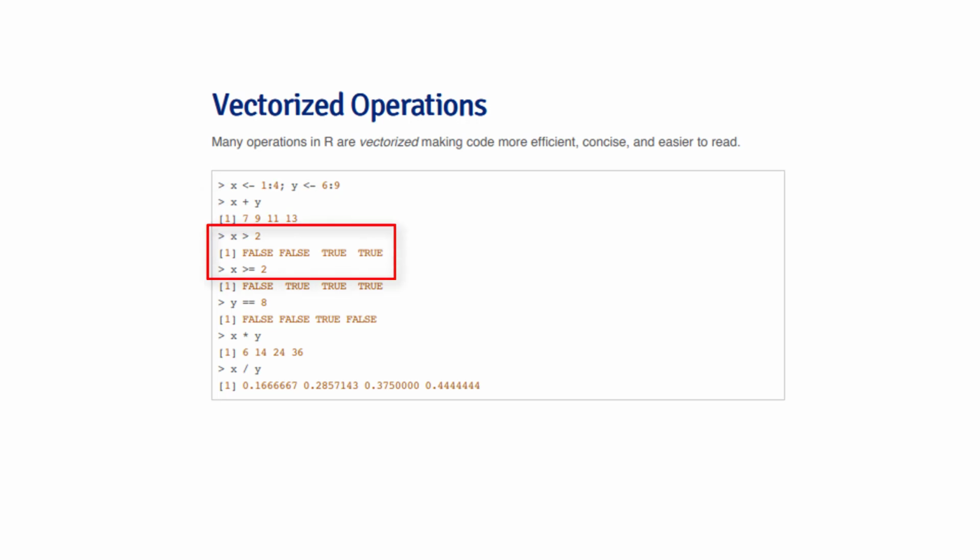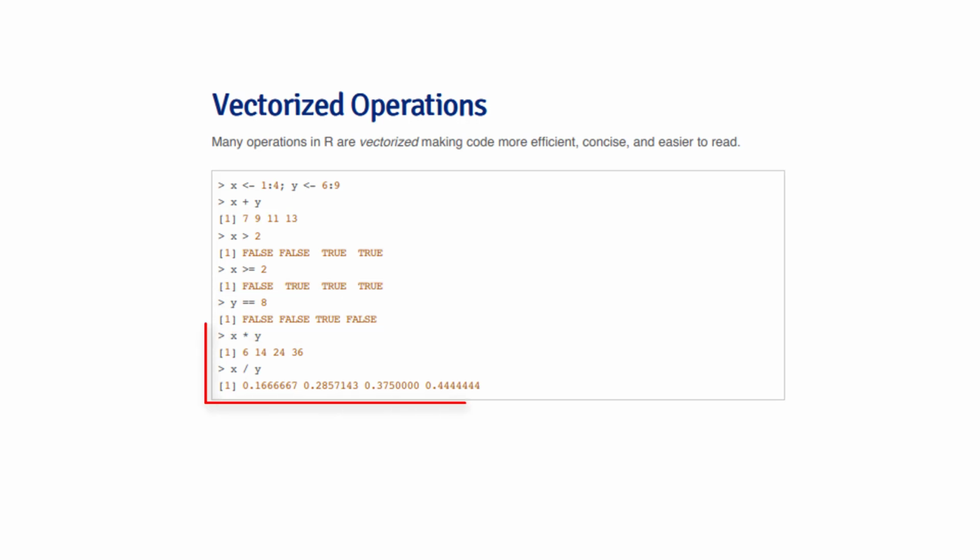Similarly, you can use the greater than or less than symbols to give you logical vectors. For example, x greater than 2. Well, x is actually a vector of 4 numbers, so which number are you comparing to 2? The vectorized operation compares all the numbers to 2 and it gives you a vector of falses and trues depending on which numbers happen to be bigger than 2. You can also use greater than or equal to, and that will tell you which numbers are greater than or equal to 2, and the double equal sign tests for equality. So it will take each element of y and test to see whether it's equal to 8.